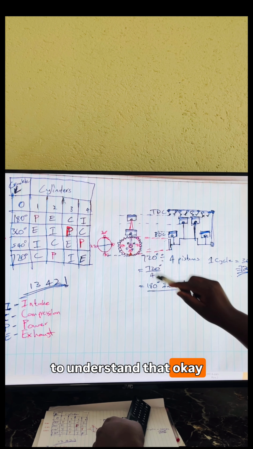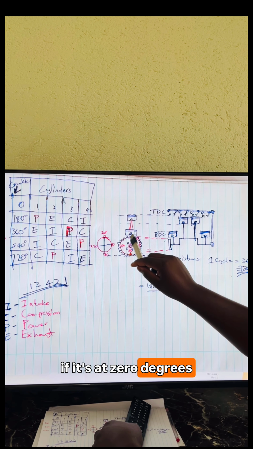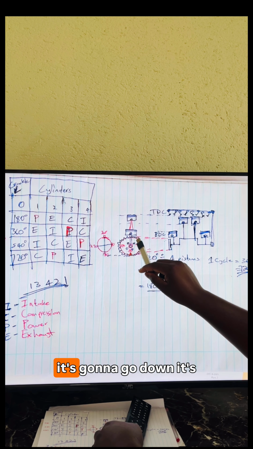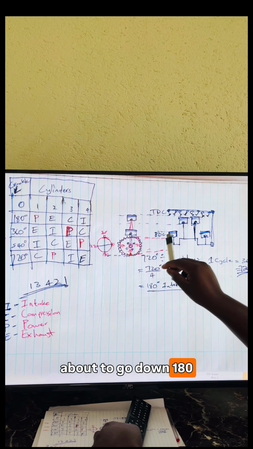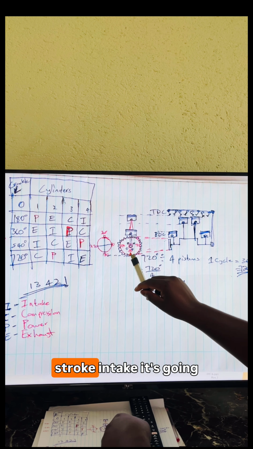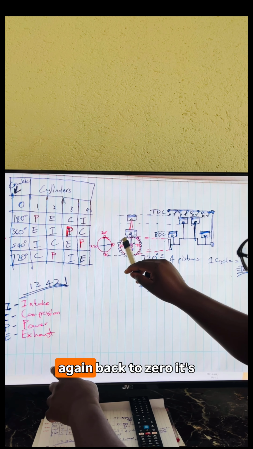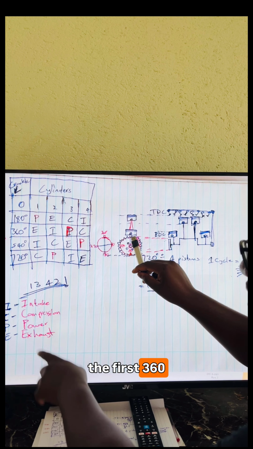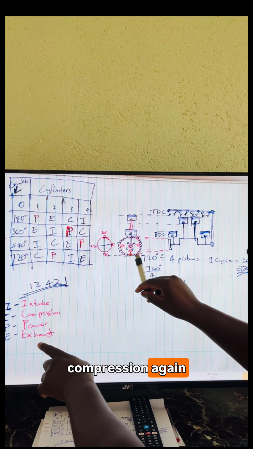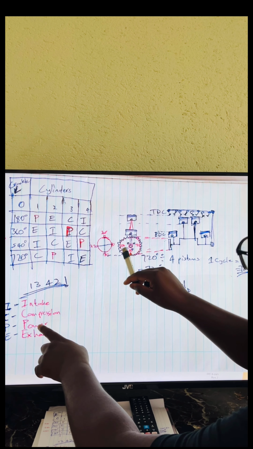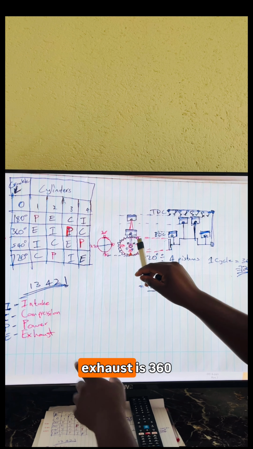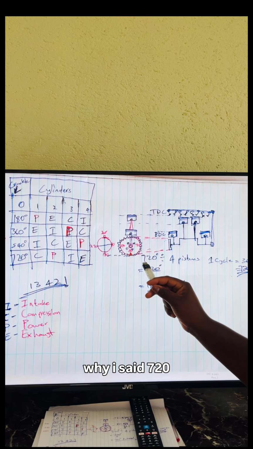To understand that, okay, if it's at 0 degrees, it's here. It's going to rotate, it's going to go down about 180 degrees. This is the first stroke, intake. It's going up again, back to 0. It's the first 360, compression. Again, power. Again, exhaust is 360 multiplied by 2. That's why I said 720.